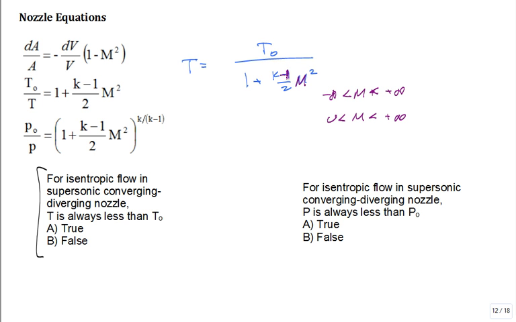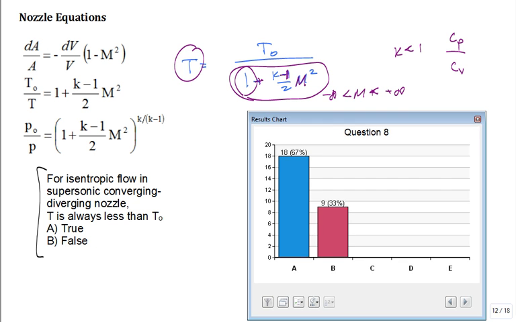What about k? Can k be less than 1? You have to know that, no, k is the ratio of specific heats. No, it's 1.4-ish, 1 point something-ish. It's greater than 1. C sub p is always greater than C sub v, always, for an ideal gas. All right, so all of this is now positive, and it's greater than 1. It's 1 plus something. So the temperature is always less than the stagnation temperature. It's always less than the stagnation temperature.